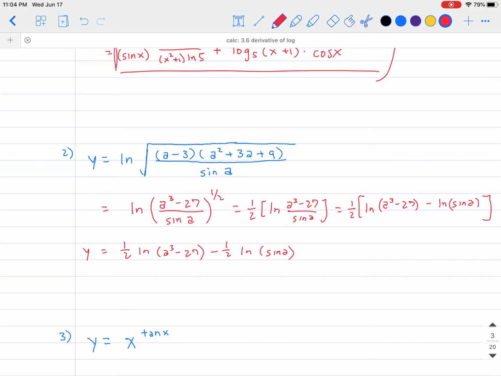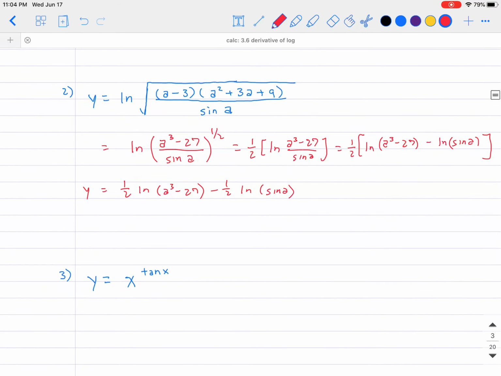And here you now don't have to worry about all of those extra chain rules that you would at the beginning. So finally, y prime is equal to 1/2 because the 1/2 carries over, the constant rule. The natural log of a cubed minus 27, well, that is going to be a cubed minus 27 in the denominator, right? So that's the derivative of ln. And then because you have an inner function, we multiply by that inner function's derivative. So that's 3a squared. Then we have minus 1/2 times the derivative of the second part, the derivative of ln of sine of a. That's 1 over the sine of a. And multiplied by the derivative of sine of a, well, that's going to be cosine of a then.